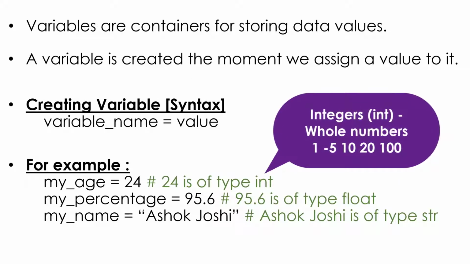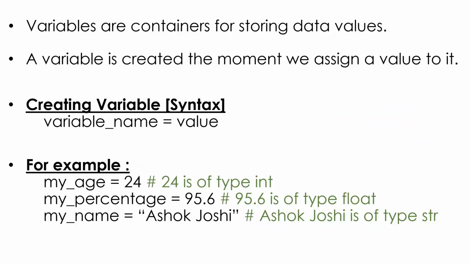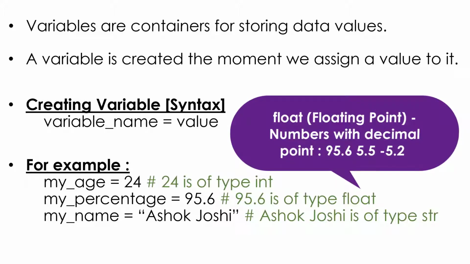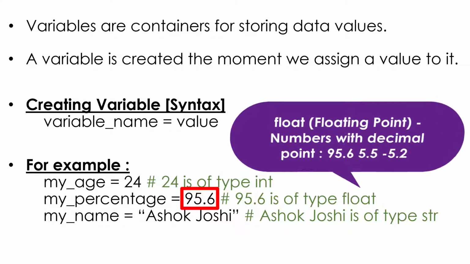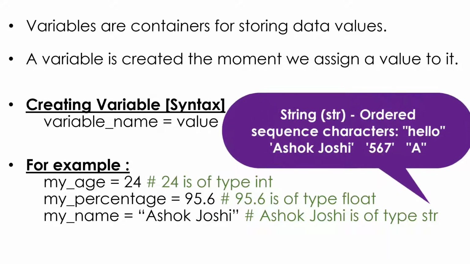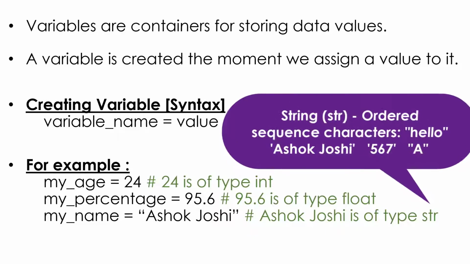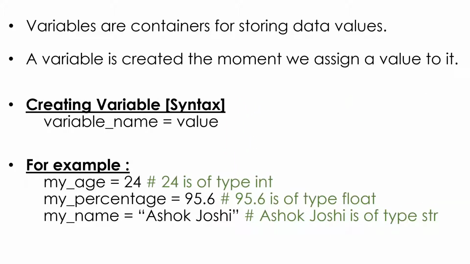So integers are basically the whole numbers 1, 2, 3, 4, 5, 6 and so on. These are whole numbers, and we can also store percentages. For example, here we have my percentage. So my percentage is the variable name and we are assigning 95.6 inside this my percentage variable. Got it? And we can also store some string data. So it can be like my name Ashok Joshi, it can be a single word, a single character, or a sentence, but it should be wrapped inside either double quotes or single quotes. So that's how you can create a variable.